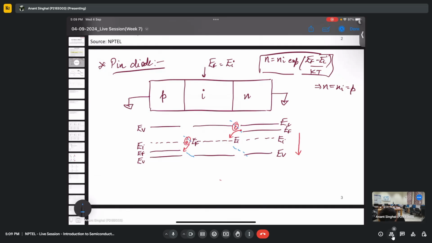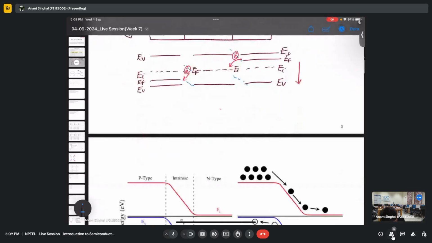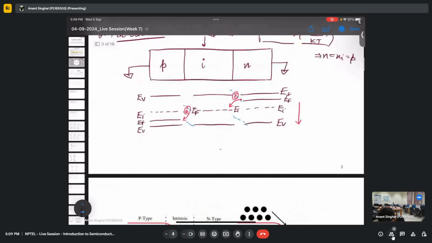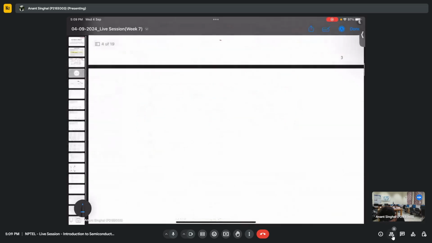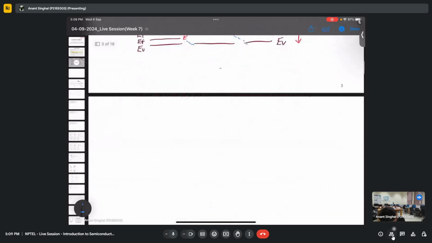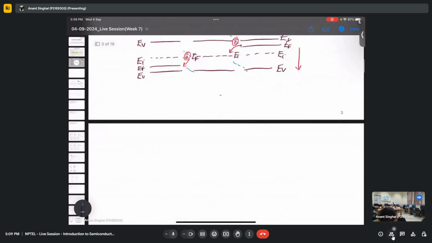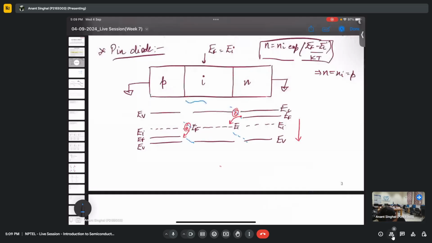So maybe I can make it by myself, that will make it more clear. What I'm saying is, since this is going down, the EF is here, EV is here, and EI is here. And now what I have done is I have considered a considerable length of this particular intrinsic region.